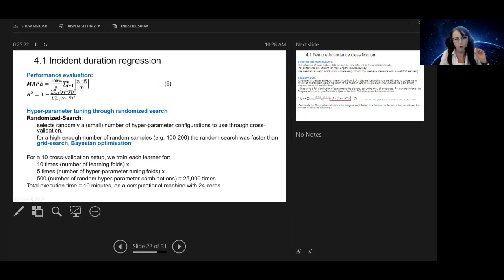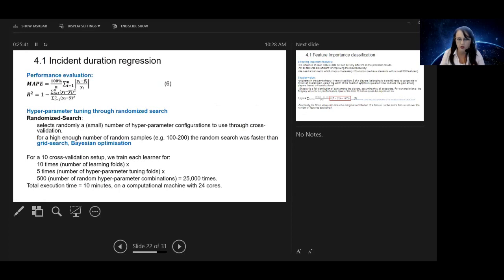Anyway, we use different performance evaluation metrics for the regression. We don't use the same as for classification. To evaluate the models, we have used the MAPE, the mean absolute percentage error, and we have used R square. When we did the hyperparameter tuning, we used randomized search. What does that mean?